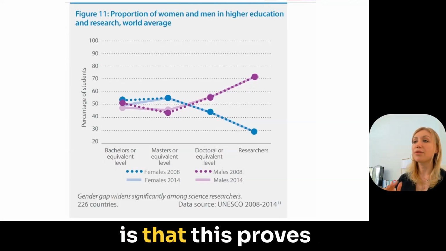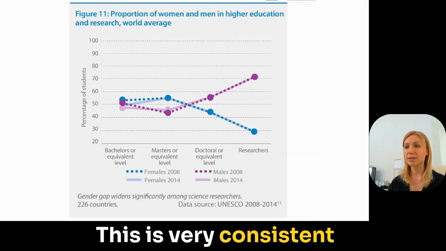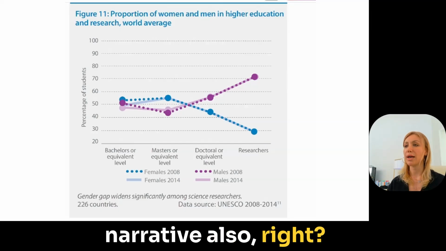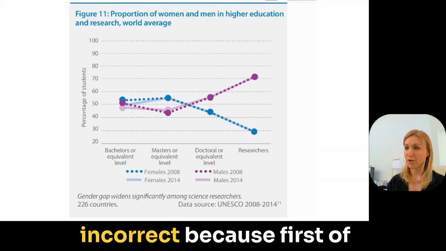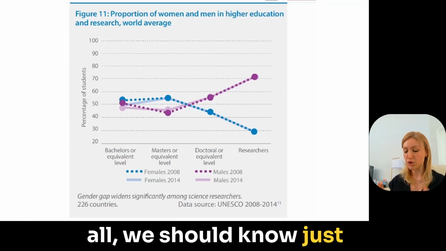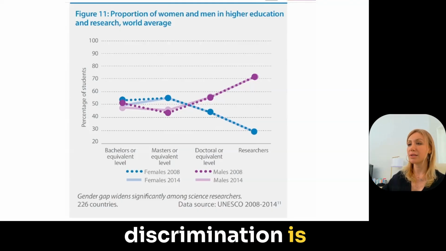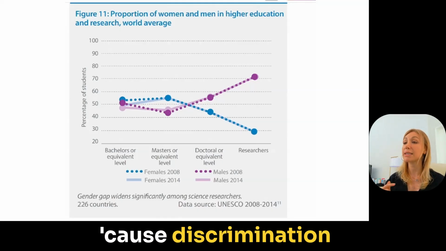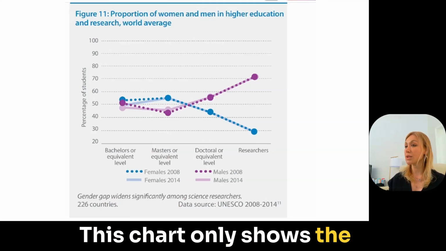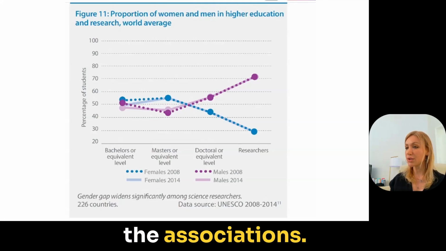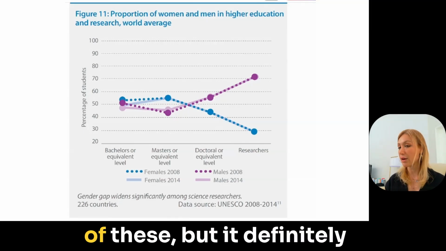Another misconception is that this proves discrimination in research. Okay, this is very tempting. This is very consistent with the narrative also, right? The drop-off is large, the pattern is systematic, but this is methodologically incorrect because, first of all, just by looking at one metric, we can't say discrimination is happening here, or discrimination is not happening here, because discrimination is a systemic issue, it's a mechanism. This chart only shows the outcomes and it suggests the associations, but no information on hiring, promotion, funding, evaluation. We don't know any of these.